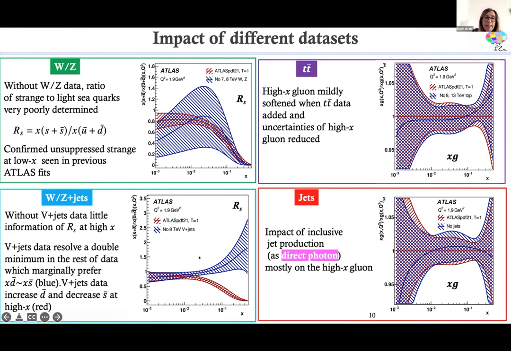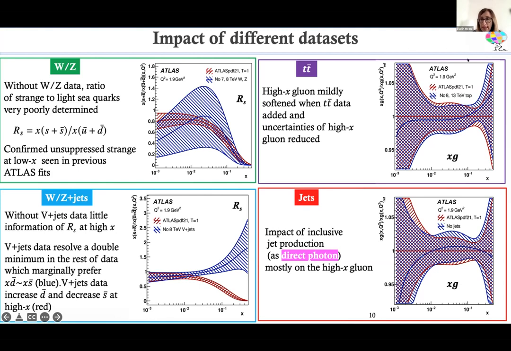We see here that without the W plus jet data, there is very little information on the strange density at high x. This big change of the curve is due to the fact that the boson plus jet data resolve a double minimum in the rest of the data that marginally prefer the blue configuration. And this effect has been already studied in detail in the previous ATLAS publication on PDF fits using the boson plus jet data.